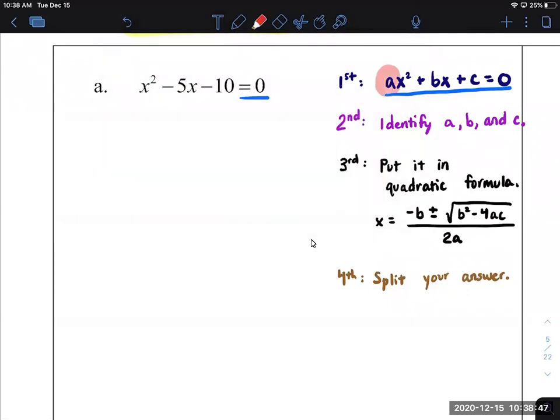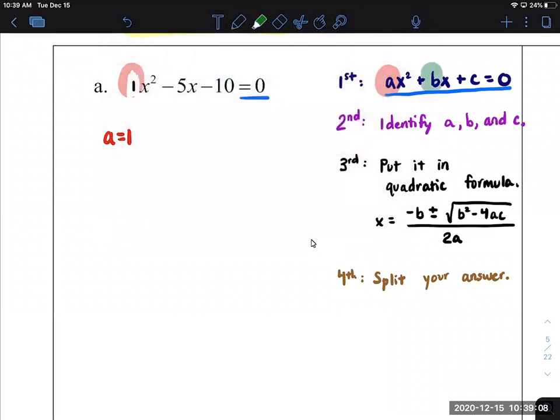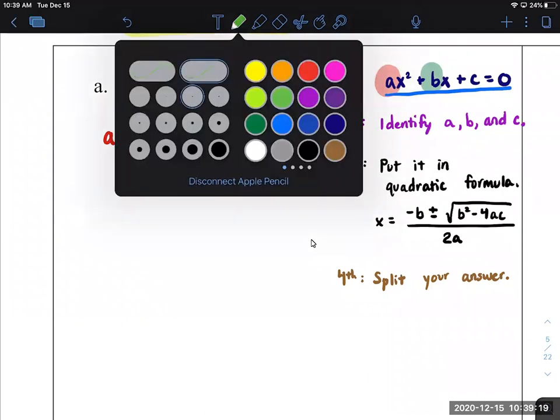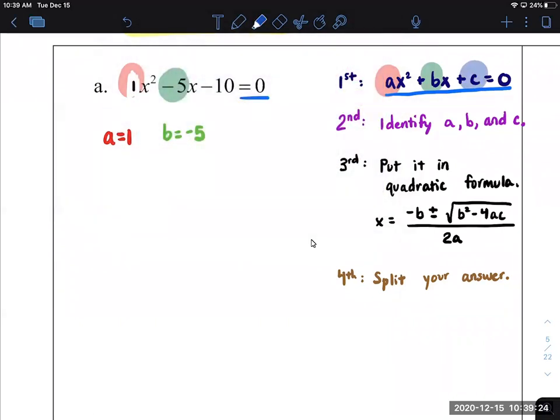Now a is always before the x squared term. So if I'm looking here, there is nothing before the x squared term. So that number is 1. So we have a equals 1. Now b is before the x term. So in this case, we have negative 5. And c is the number without any x's. So in this case, c is negative 10.